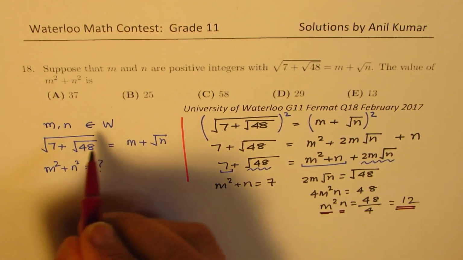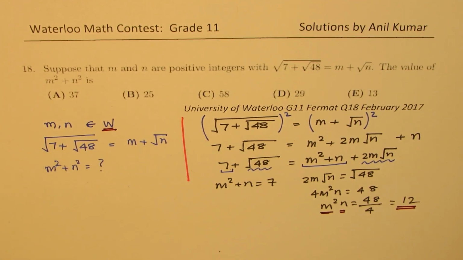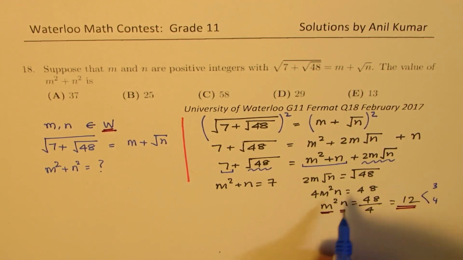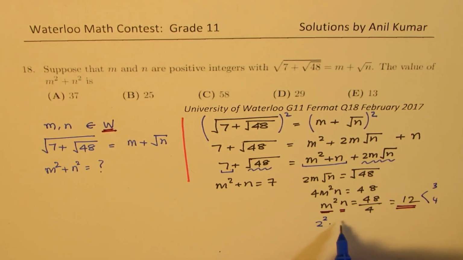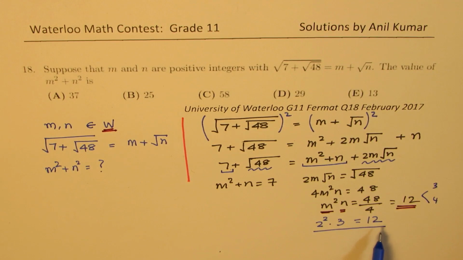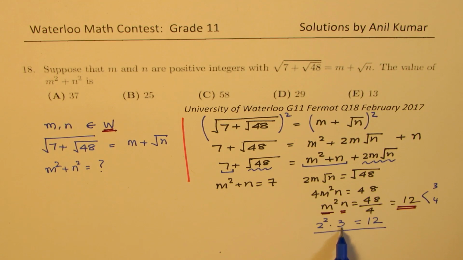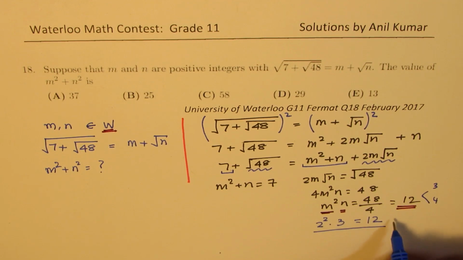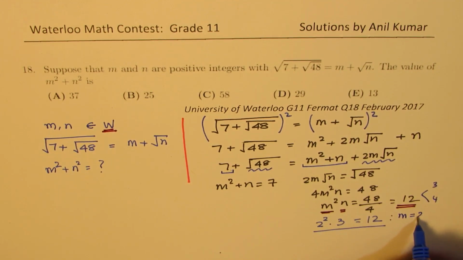And we also know that these are whole numbers. So what could be the possible combination? The factors of 12 could be 4 and 3, or I can write 3 and 4. So that gives you a suggestion that this could be 2 square times 3 equals 12. So that makes sense, correct? So one of the possible solutions, which you can definitely see from here, is that n is 3 and m is 2, right? So that gives you a clue, right? So we get from here that m equals 2 and n equals 3. So that is possible.